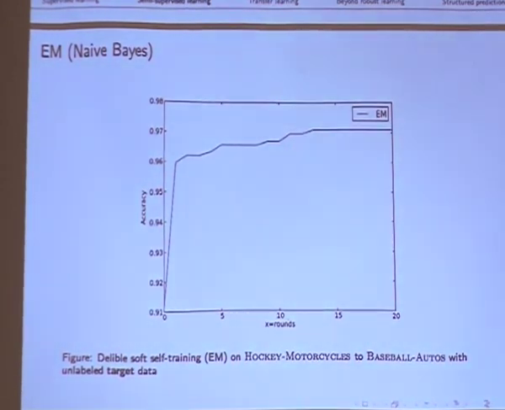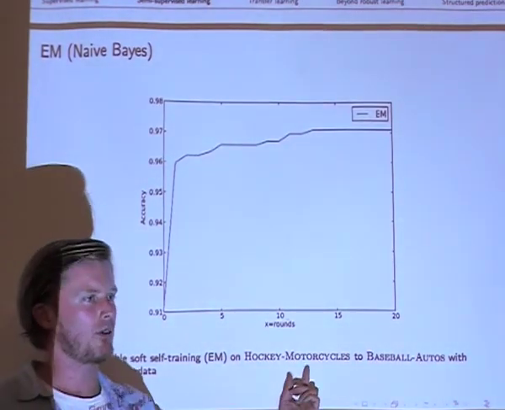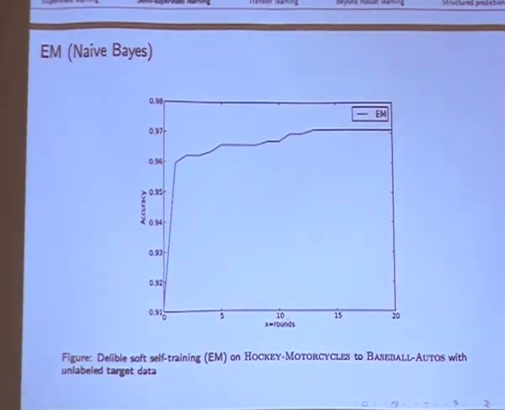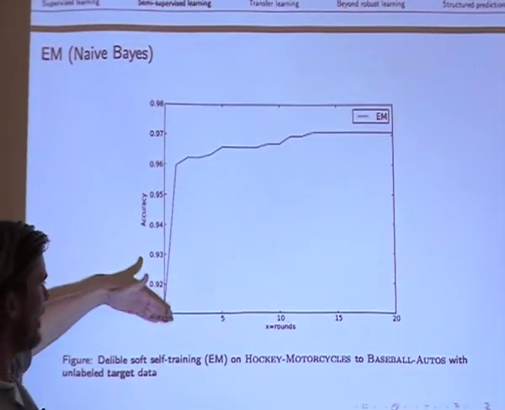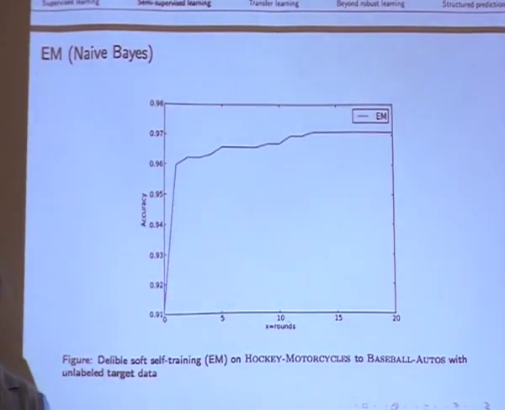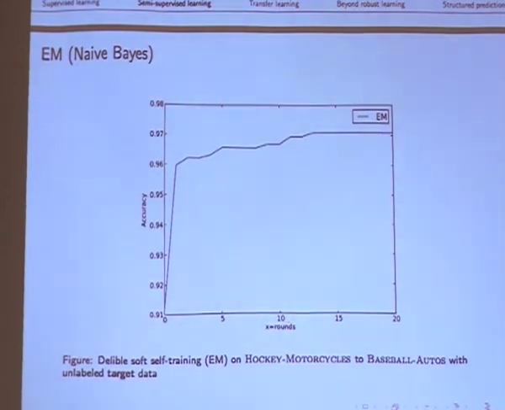Now, this is just a graph I wanted to show because it looks really good. This is doing several rounds of EM, and what you can see here is just that on this particular data set, the hockey motorcycles to baseball autos, self-training works out really well, or EM works out really well. You're actually starting off with an accuracy of about 91% and end up with something like 96.5. The 20 news groups is a relatively easy data set, and this is using unlabeled data from the target domain. And self-training works out relatively well on 20 news groups.